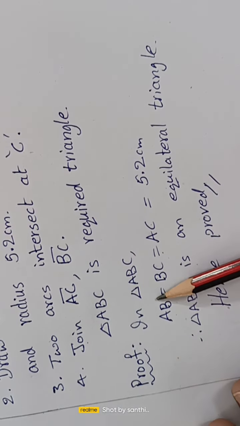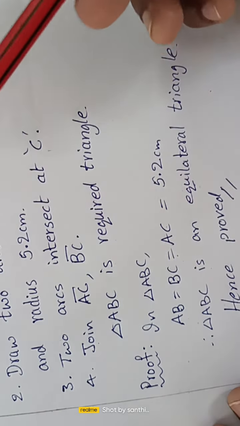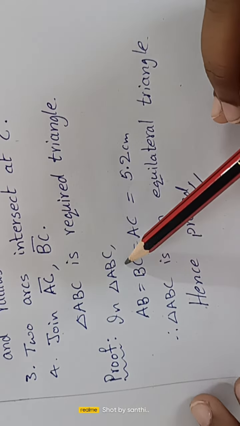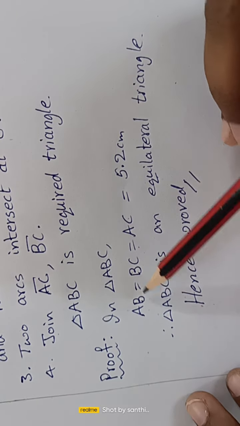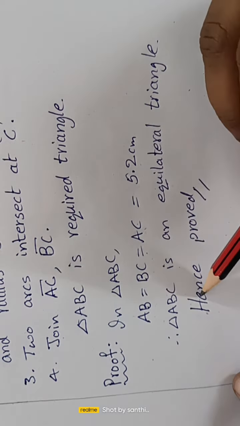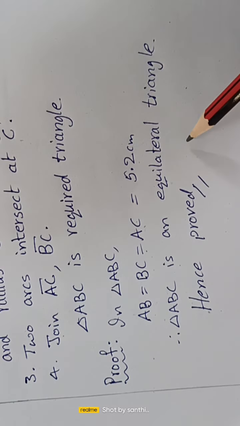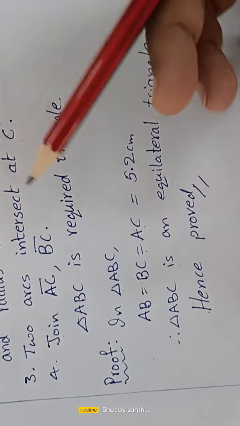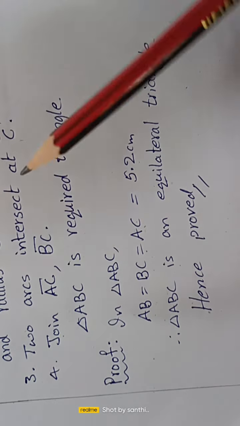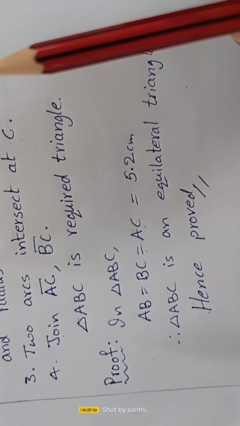Proof also we have to say. We have to show that it is an equilateral triangle. How can you say that it is an equilateral triangle? In triangle ABC, from our construction we can say AB is equal to BC is equal to AC. Three sides are equal to 5.2 centimeters. Therefore, triangle ABC is an equilateral triangle. Hence proved. Like this, a conclusion should be there. Given, required to prove, construction, steps, proof: these side headings should be there, with a rough diagram. Then you will get full marks, 8 out of 8.